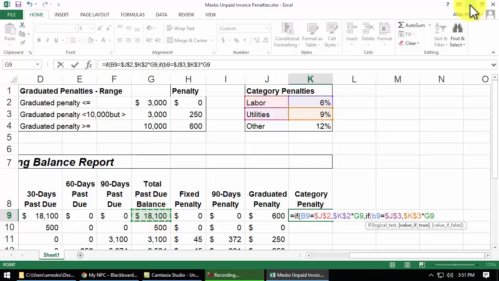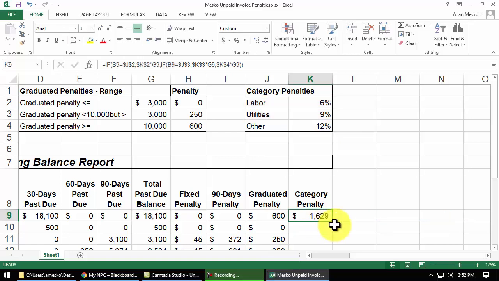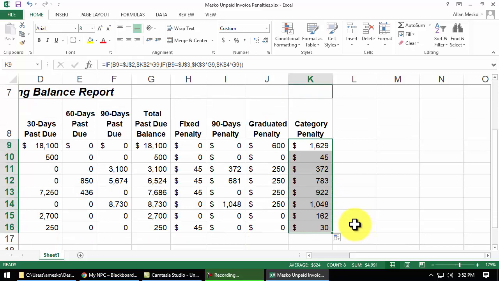And then what? If we get to this point, we know it's not labor and it's not utilities. Everybody else gets charged that 12%, don't they? So I don't have to check for anything else. I just say, if neither one of those things is true, give me this K, absolute reference, times their unpaid balance. And now I'll need two closing parens, and those should be the numbers. There's actually a little more efficient way to do this, and I'll close with that.